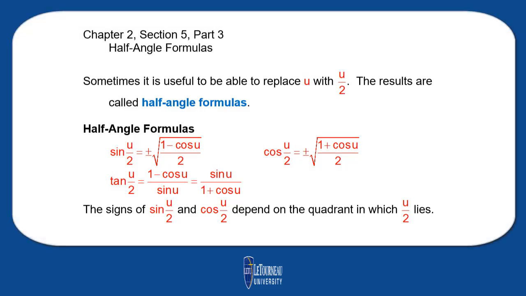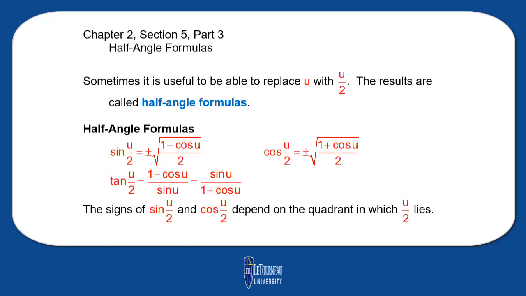We're going to look here at half angle formulas. Sometimes it's useful to be able to replace u with u over 2. The results are called half angle. Look there at the half angle formulas. Sine of u over 2 is plus or minus the square root of 1 minus the cosine u over 2.